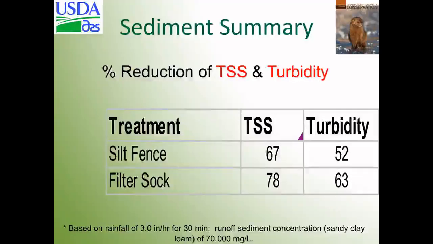Now, there's been quite a bit of scientific research published in the scientific literature over the past few years. This is a research project commissioned by the USDA Ag Research Service outside of Washington, D.C. It's been published in the Journal of Soil and Water Conservation, where they evaluated silt fence and filter sock, and you can see the percent reduction in total suspended solids and turbidity for both of these technologies.